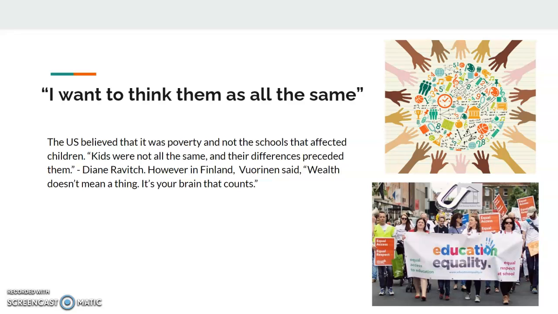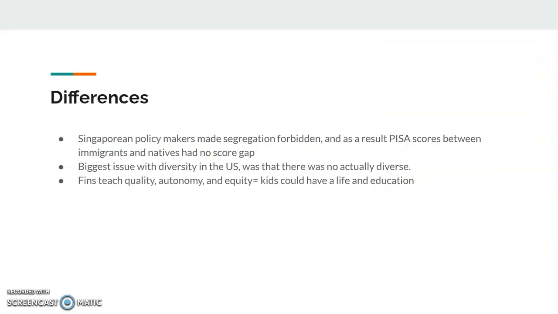There have been many studies and researches on how to improve the American education system, and it still proves to be a struggle as not everyone believes in the same ideals. In Singapore, they had a diverse population as well, with 77% Chinese, 14% Malay, 8% Indian, and 1.5% other, with the additional factors of different religions and languages. Even then, the policymakers have made it clear that segregation is forbidden, and as a result of that, the PISA scores between immigrants and natives had no score gap like Finland and Korea, unlike America, where the score gap was 22 points. In addition, the biggest issue with diversity in the U.S. was that there was no actual diversity.